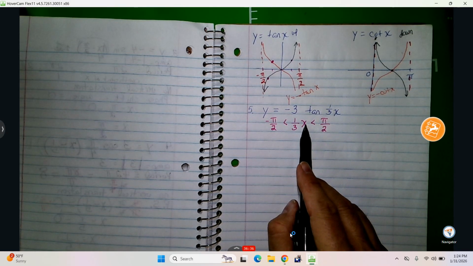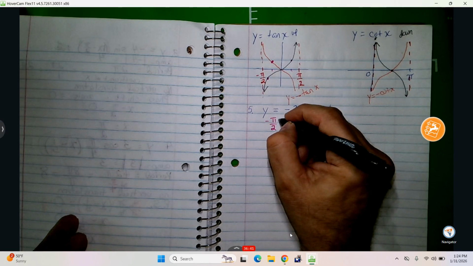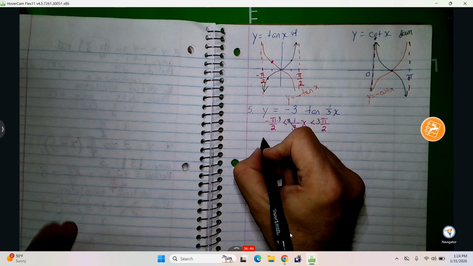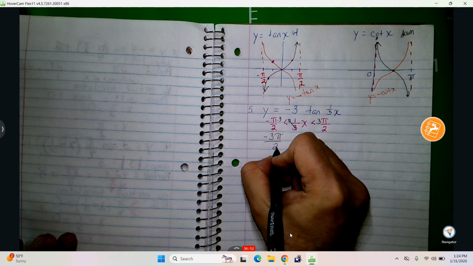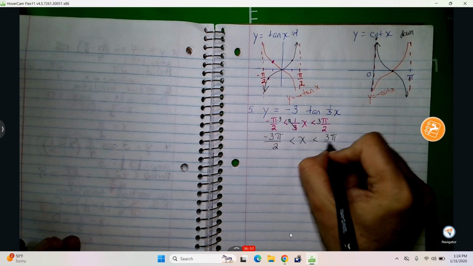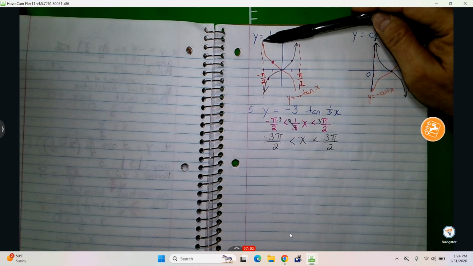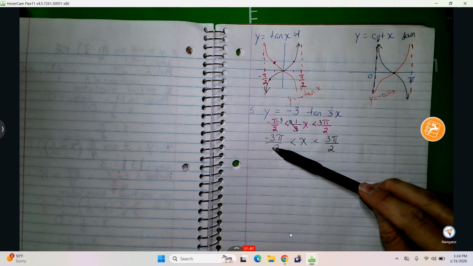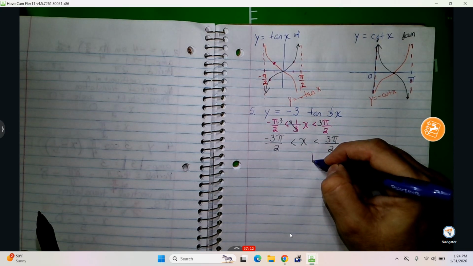To isolate the x, I need to get rid of this 1/3. So what would I do? I would need to multiply through by 3. So we have -pi/2 times 3. I'm going to write that as -3pi/2. And then 3pi/2. So it's going to look like this orange curve, but the asymptotes are going to be at -3pi/2 and 3pi/2.